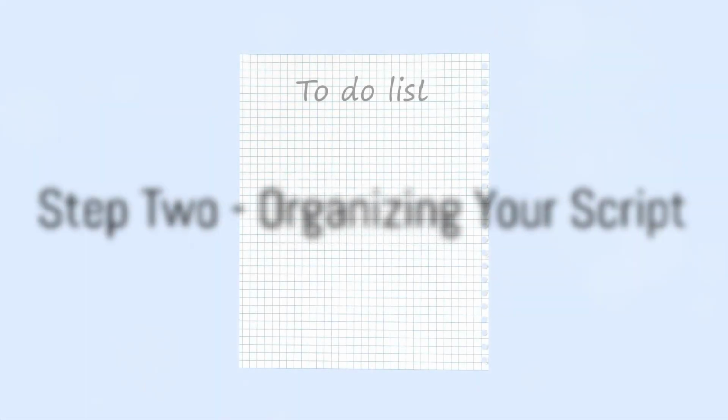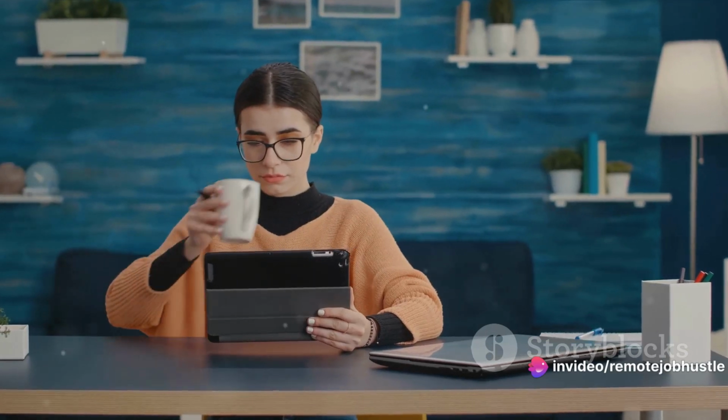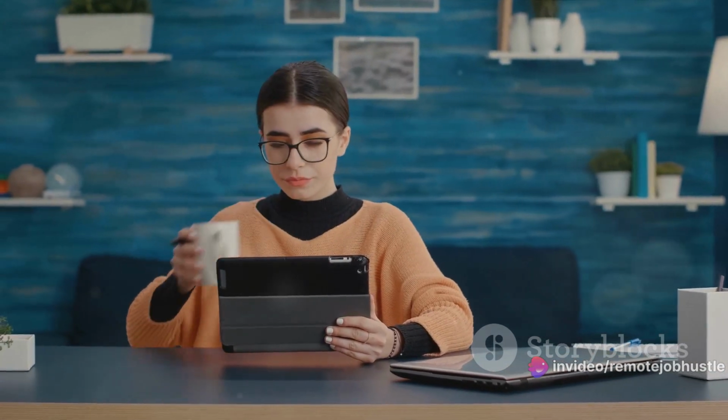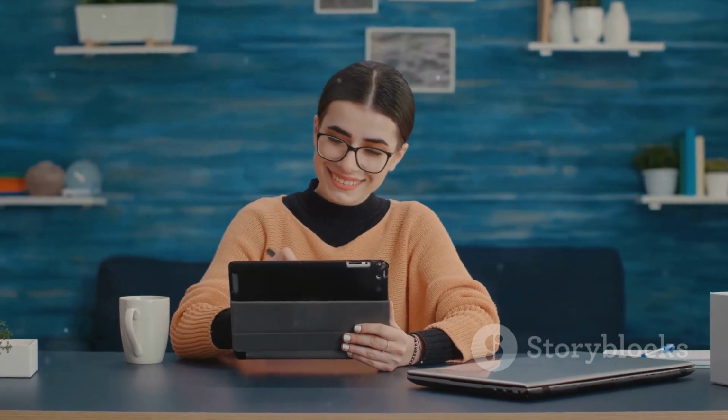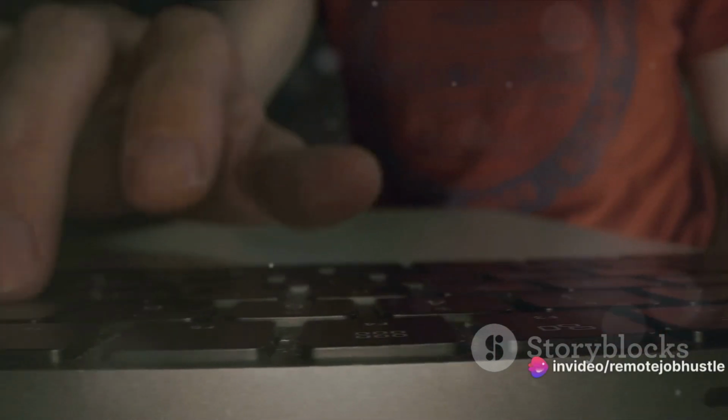Next up is step 2, which is all about organizing your script using Google Sheets. Open up Google Sheets, create a new spreadsheet, and label your columns for different script sections, such as title, introduction, steps, conclusion, and so on. Then, paste the script generated by ChatGPT into the appropriate sections.